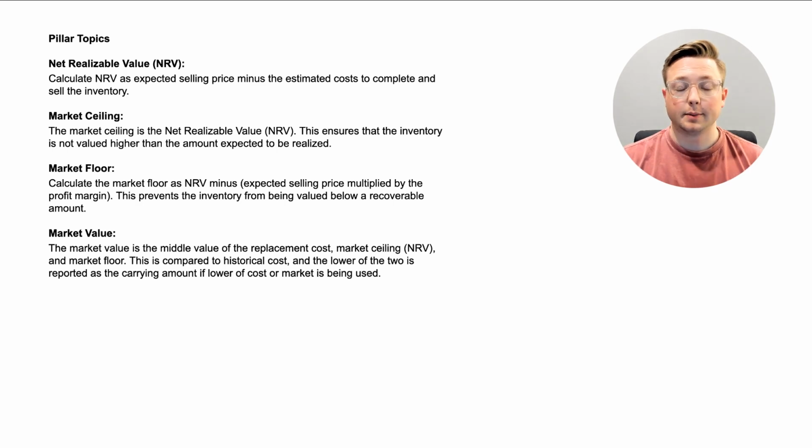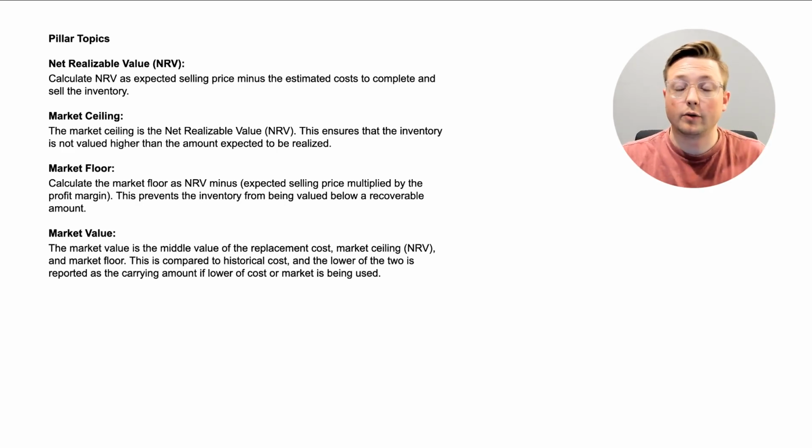All right, here we are at the pillar topics. Let's go ahead and go through them. This is not a complicated topic. You just need to remember the steps to do it. So first, let's talk about the net realizable value because that is important for both of these methods. You calculate the net realizable value as the expected selling price less the estimated costs to complete and sell the inventory. So that is the net realizable value. And that's super important to know because for one of the methods, that's pretty much all you need to know. For the lower of cost or net realizable value, you just figure out the net realizable value, compare it to the historical cost, and you've got the answer right there.